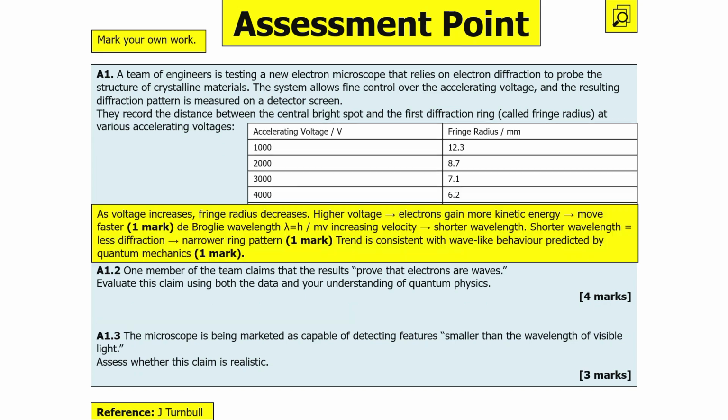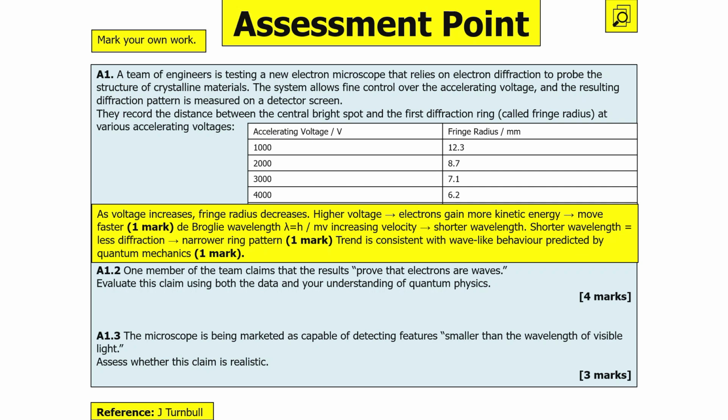Right, in our first one, as the voltage increases, the fringe radius decreases. The higher voltage means the electrons gain more kinetic energy, so are moving faster. The de Broglie wavelength, lambda equals h over mv, so increasing velocity means shorter wavelength. The shorter wavelength means less diffraction, leading to a narrower ring pattern, and the trend is consistent with wave-like behavior predicted by quantum mechanics.